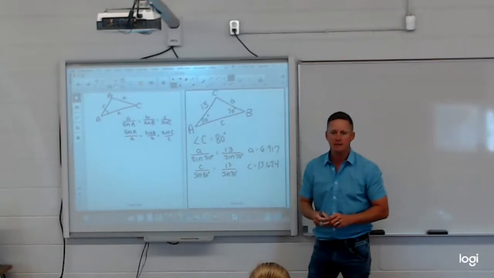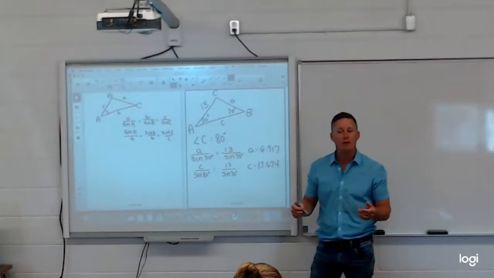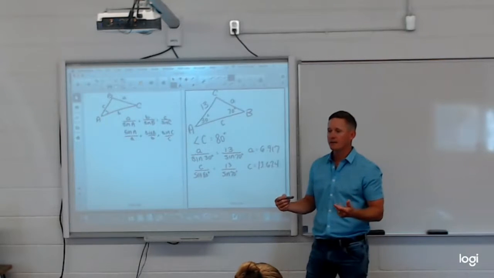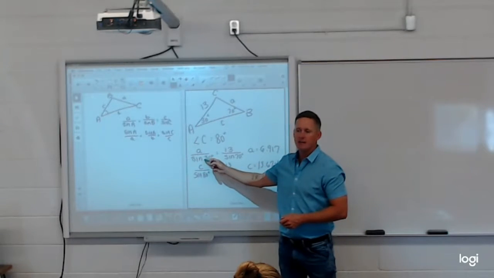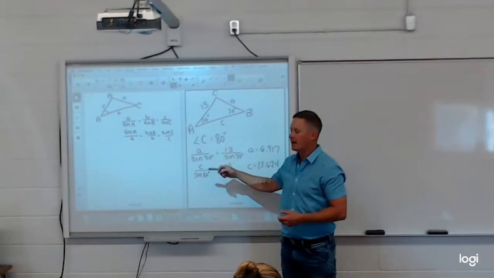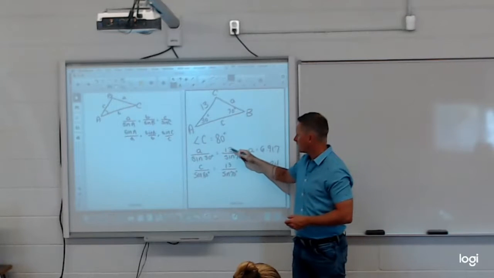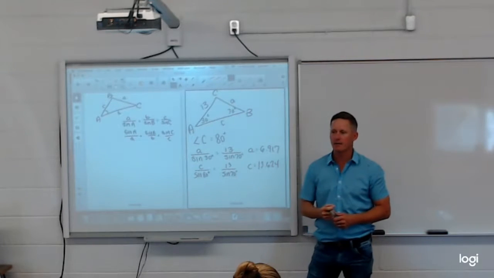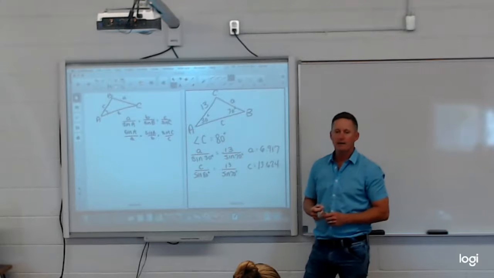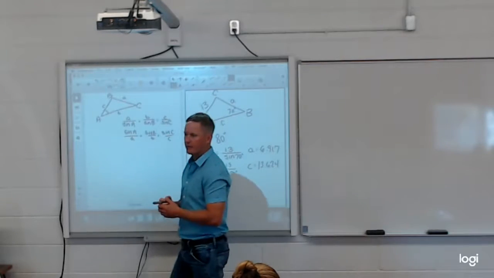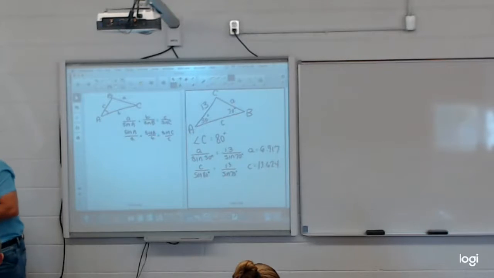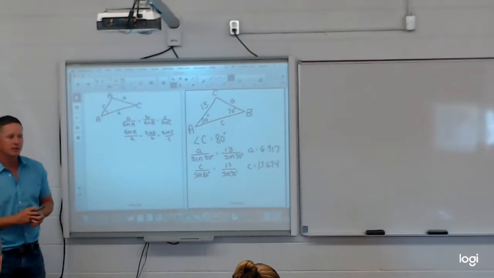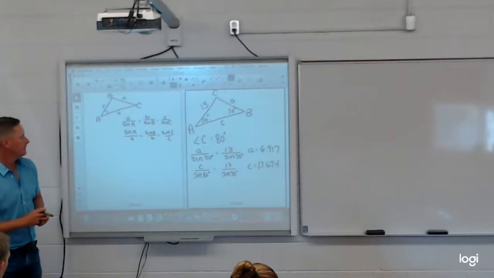Probably a good chance. Now what you could do, if you had time on your test to check, is take 6.917 divided by sine 30. Write down that value. It should be exactly the same as 13 divided by sine 70. Okay? And that's how we can check our answer. Okay so far? Any questions? All right.